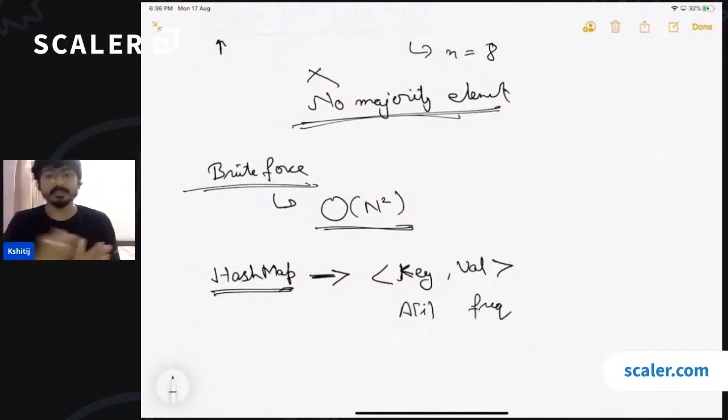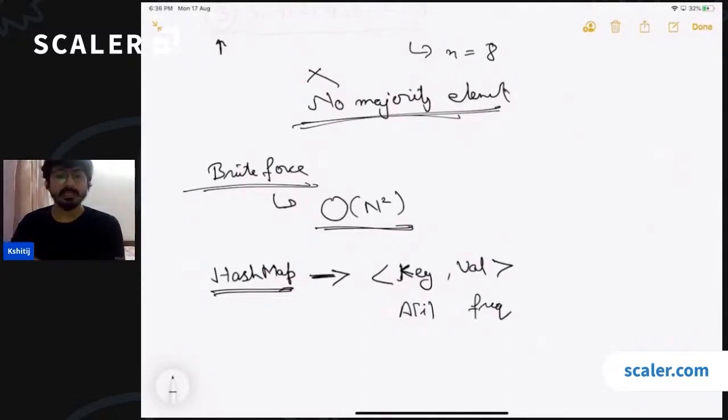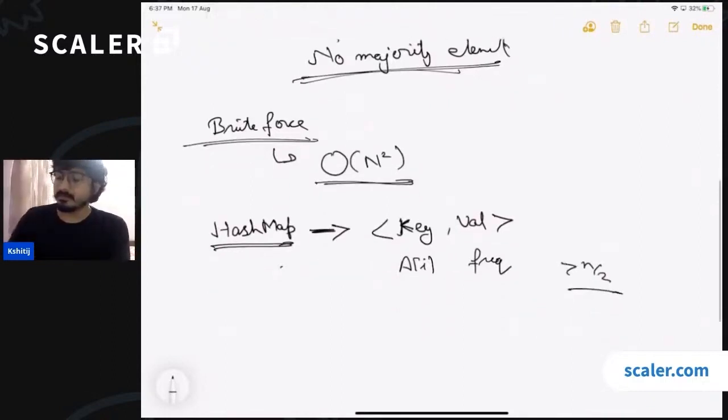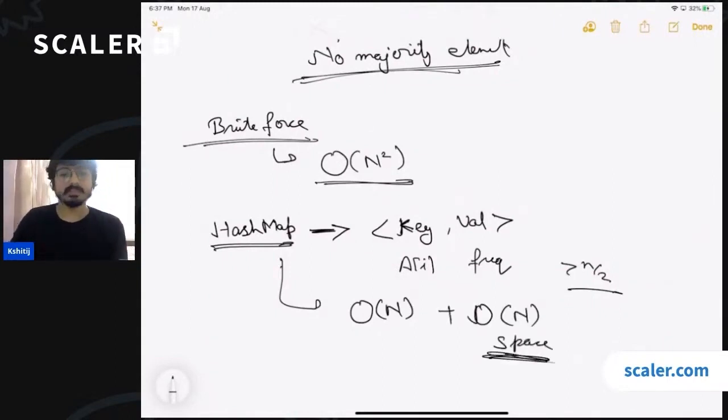So you iterate over the array once, and you keep the count of frequency of all the elements in this hash map. Once everything is done, or while calculating the frequency only, you can just check if there is an element which occurs more than n by 2 times. If any element occurs more than n by 2 times, then you can return it. So this approach is going to cost you order n time, but order n space as well, because you will be using a hash map.